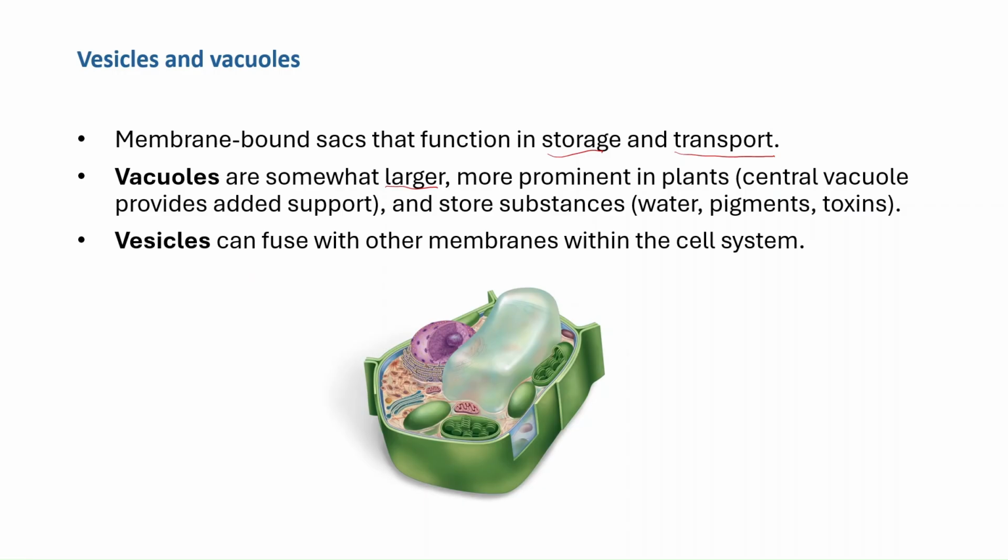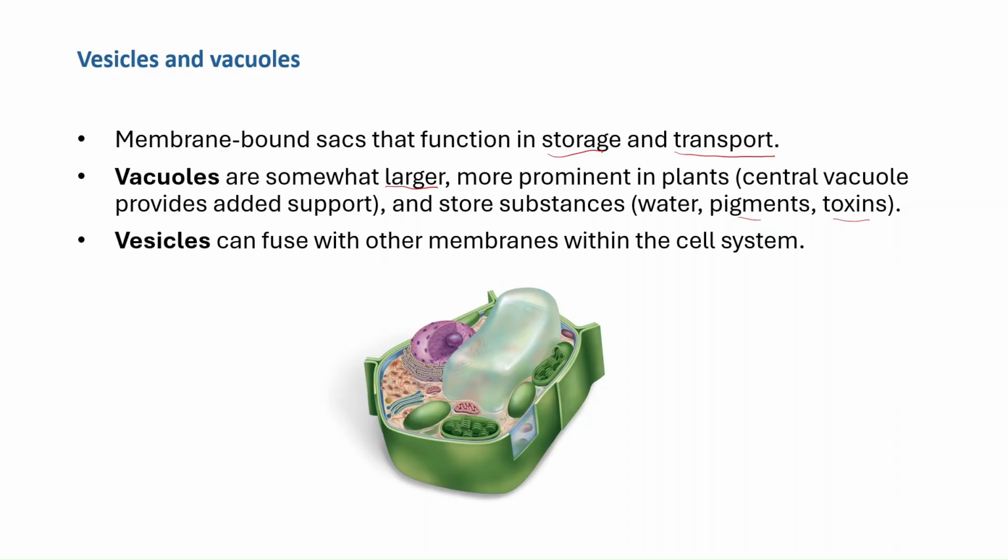But we talk about the central vacuole in a plant cell is filled with water. Now it's going to have pigments. In some cases, it may have toxins, it may have some other substances, but it provides support to that cell by putting pressure on the cytoplasm.